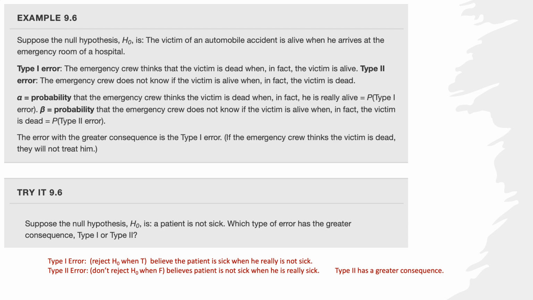I make light of it, but what you really need to understand is that a type 1 error is when you reject a null statement when it's actually true. In other words, you believe the patient is sick when he really isn't sick. Remember, the null statement here is the patient is not sick. And the type 2 error is when you don't reject it when it's false. So if he's really sick, then the null is false because the null was he's not sick. So when he's really sick, the null is false, and you should reject it, but you don't. All right.